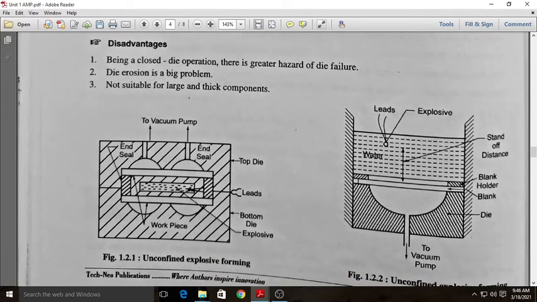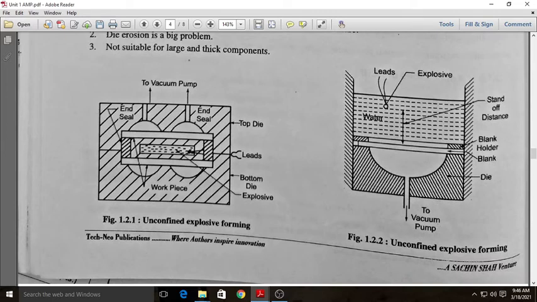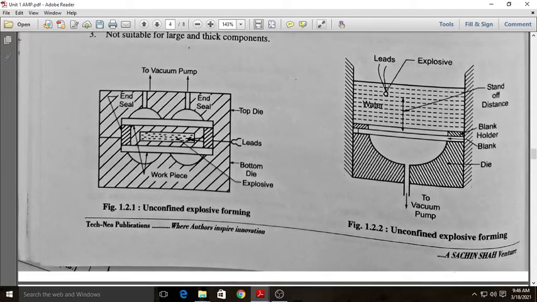Here again they are provided. Then we are going to see this unconfined explosive forming. Here this is the unconfined explosive forming. This is the die. Here you can see this die, then the workpiece is placed on it. For creation of the vacuum, we connect the pump to create the vacuum inside this cavity. Here we keep the explosives at some distance from this workpiece, so we name it as unconfined explosive forming.